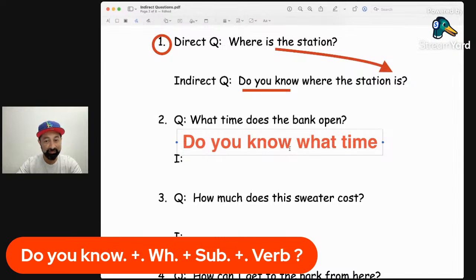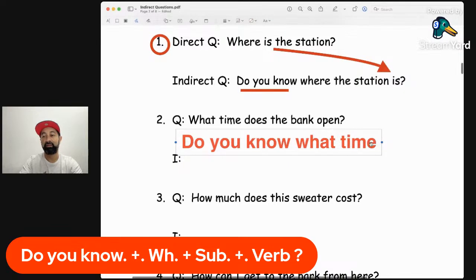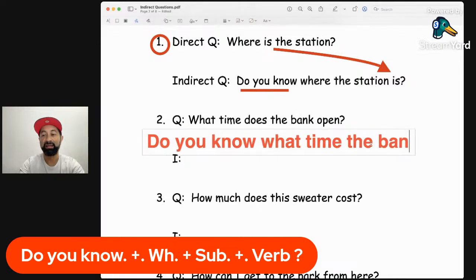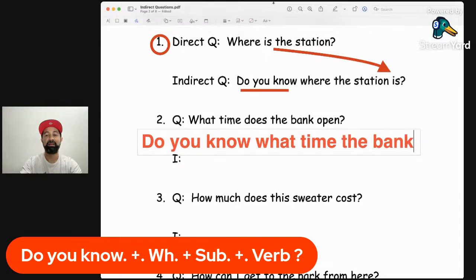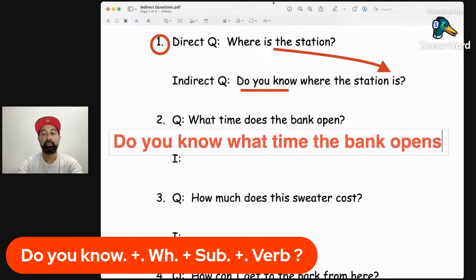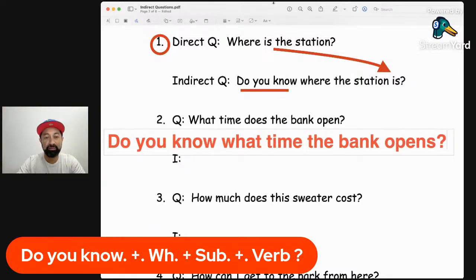Next, we need the subject. In that question, the subject is the bank. So do you know what time? And let's add the subject, the bank. And next we need to add our verb. This one here is going to be a little bit tricky because our verb is going to be opens. Do you know what time the bank opens?